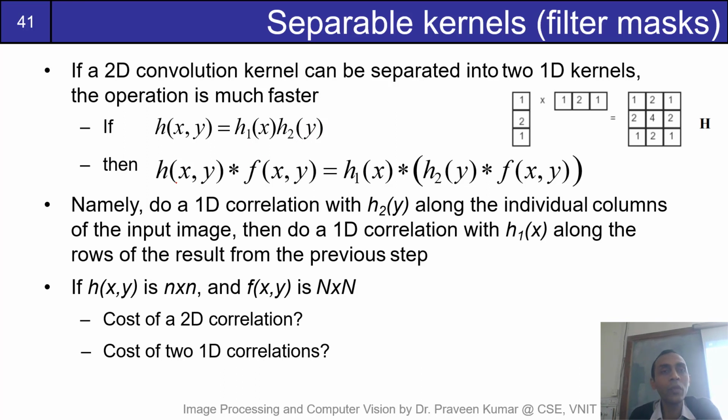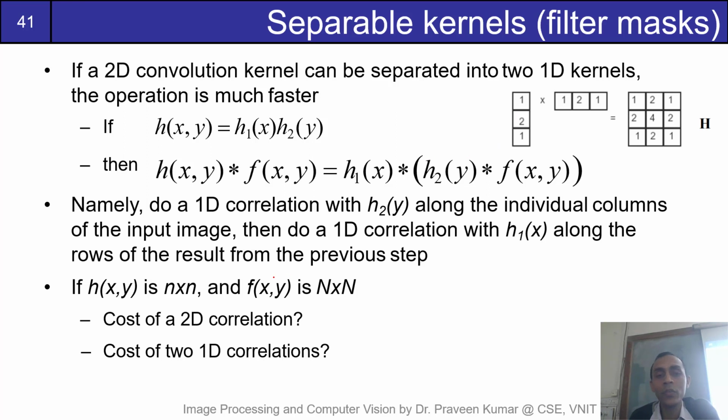Then if you want to do a convolution of H with F, because our convolution operation is distributive, you can first convolve with H2 and then convolve with H1. So that means you first take the image, convolve with this 1D kernel, and then take the resultant output and convolve with this 1D vector. So will it save computation?